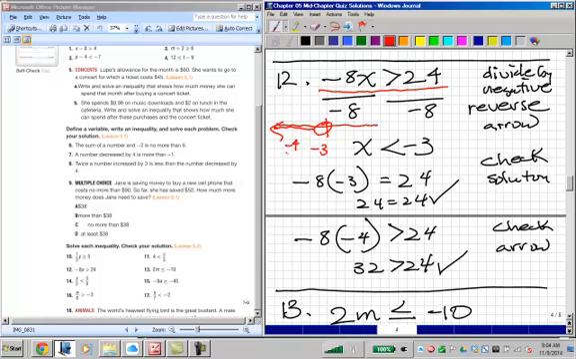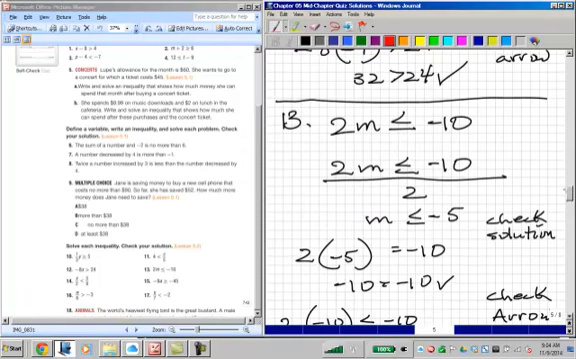So I plugged negative 4 into the original inequality sentence. Negative 8 times negative 4 should be greater than 24. 32 is greater than 24, so we're okay. Number 13, 2m is less than or equal to negative 10. Divide both sides by 2. M is less than or equal to negative 5.